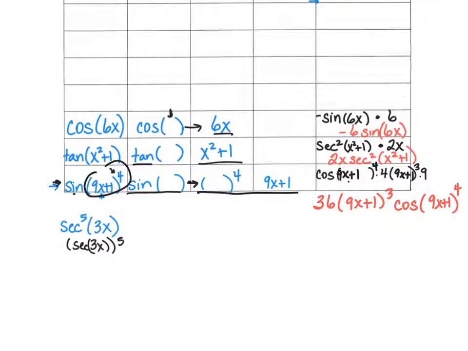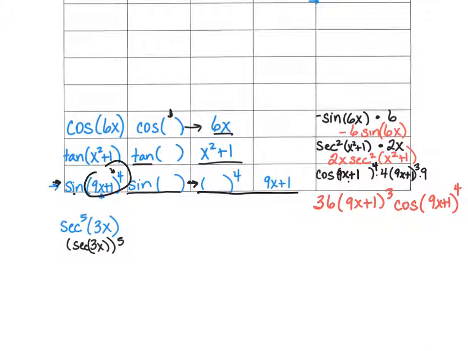Again, the arguments of the trig functions don't change. What are you taking the sine of? You're taking the sine of 9x plus 1 to the fourth. So the derivative of that is cosine of all that stuff as well. So the argument does not change. All right, let's look at the next one.